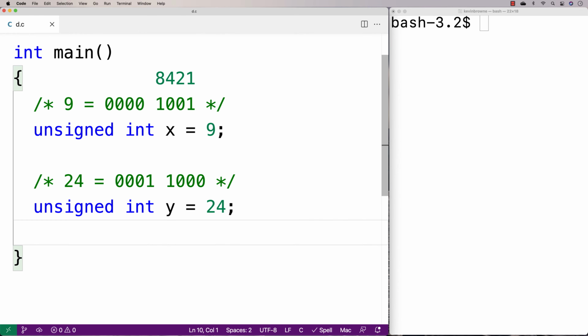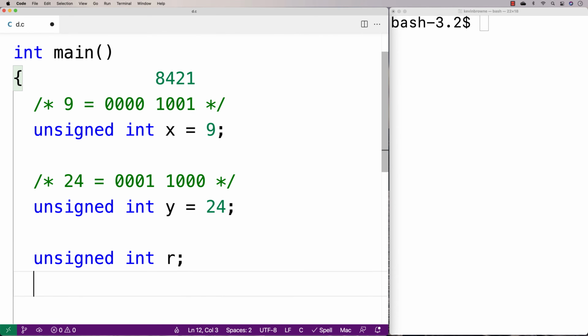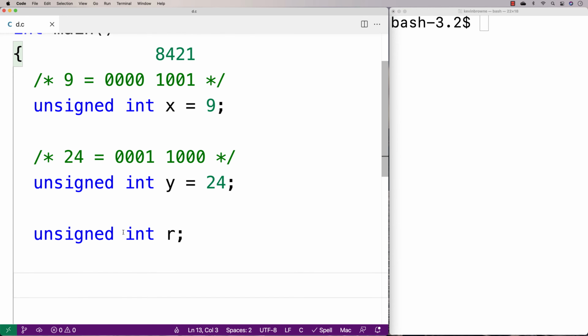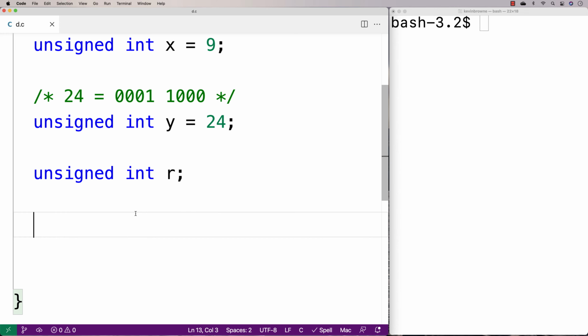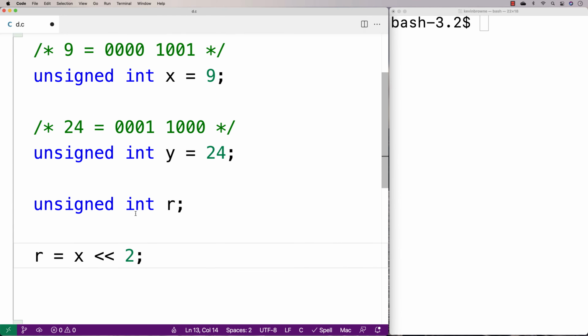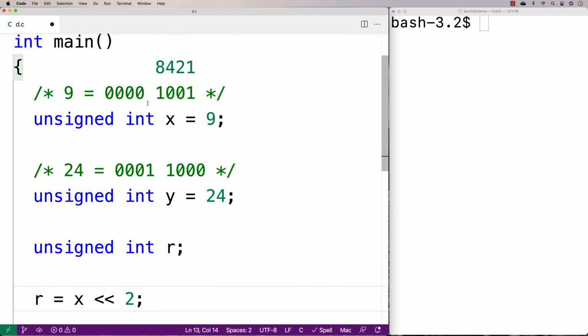And then we'll make one more variable for storing the result of these bitwise operators. So we'll say unsigned int r. Now we'll test out the different operators here, and there's 6 of them. So the first one we'll do is left shift. So left shift looks like this. We're going to say r is equal to x << 2. So what this is going to do is take x here and shift the number over by 2 bits.